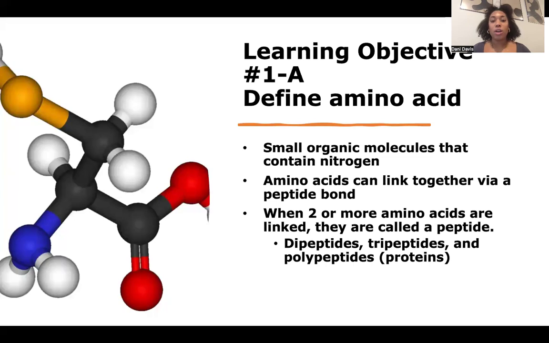So learning objective 1A, define an amino acid. An amino acid is a small organic molecule that contains nitrogen. Amino acids can link together via a peptide bond. Whenever 2 or more amino acids are linked together, they're called a peptide. If 2 are together, that would be a dipeptide. 3 would be a tripeptide, and anything more than 3 would be a polypeptide, proteins.